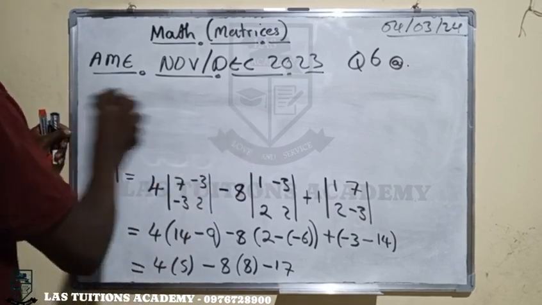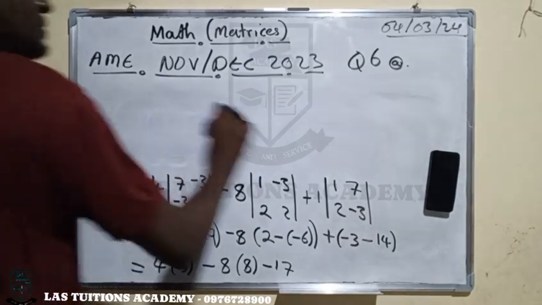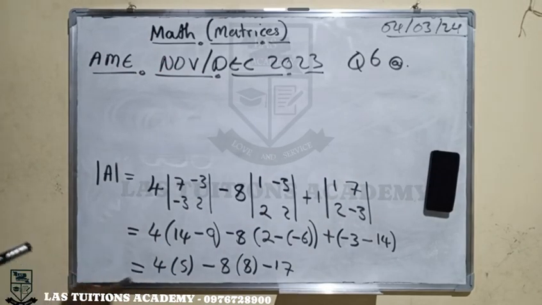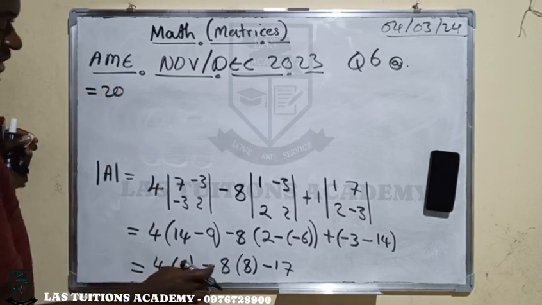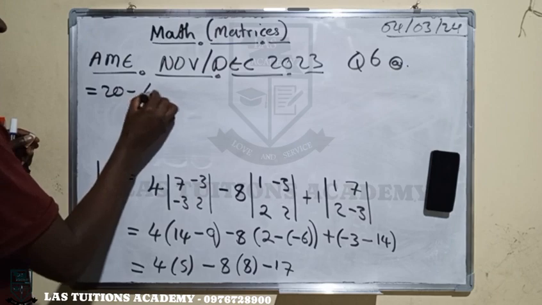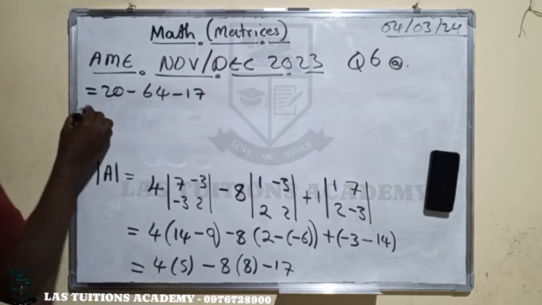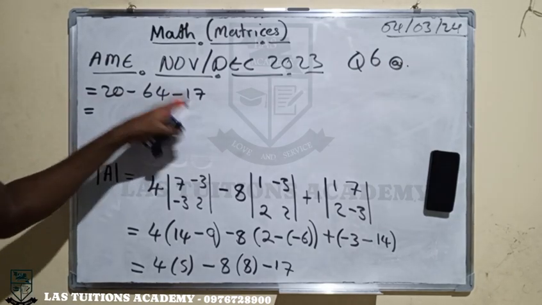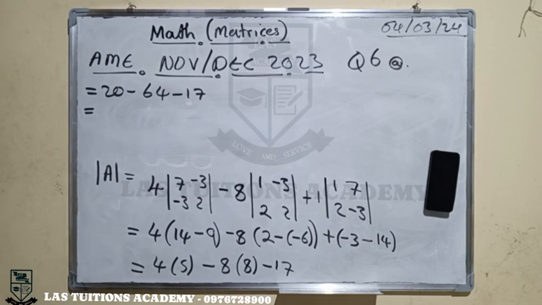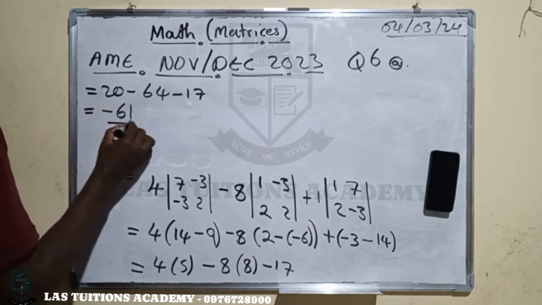We come up here. So we're going to have 4 times 5, that would be 20. Negative 8 times 8, we get negative 64, minus 17. So negative 64 minus 17, we get negative 81. Negative 81, when we add 20, we are going to get negative 61. So this is our determinant.